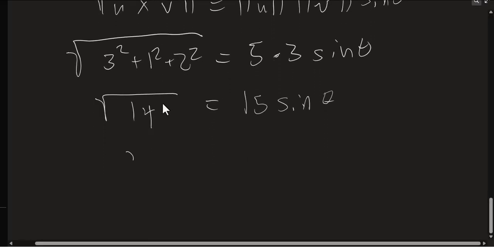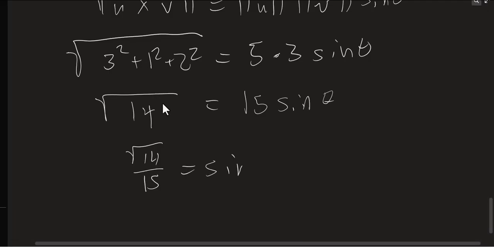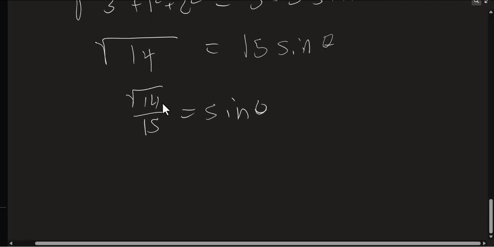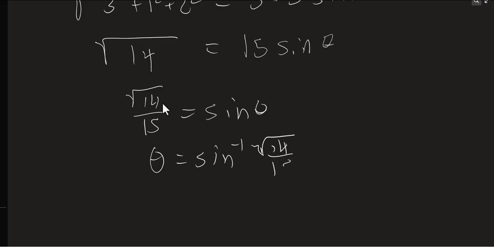Divide both sides by 15. The square root of 14 over 15 equals sine theta. And then theta equals the inverse sine of the square root of 14 over 15.